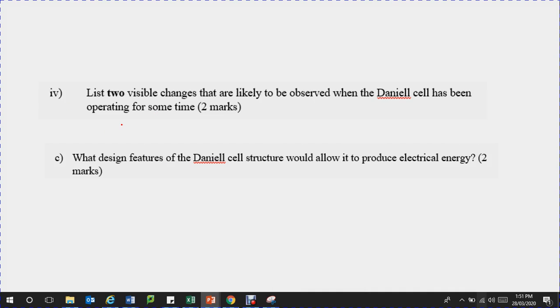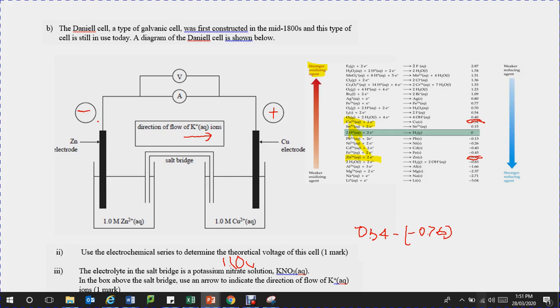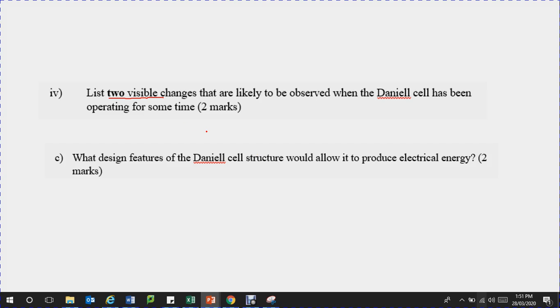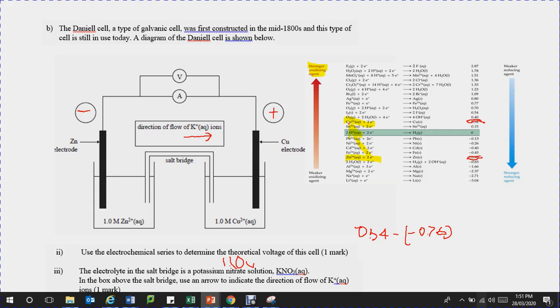Question 4, list 2 visible changes that are likely to be observed when the Daniell cell has been operating for some time. So as my Daniell cell is operating, I would be expecting, remember here, that our zinc is being oxidized, our copper is being reduced. So if we look at this equation here, we're going from copper 2 plus and it's being reduced to copper solid.